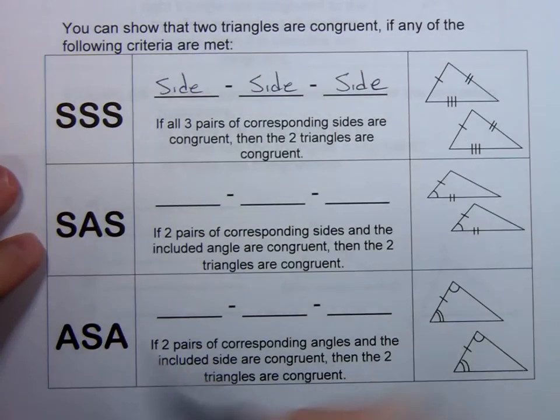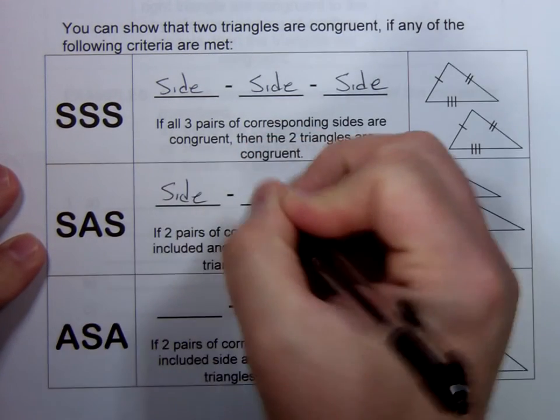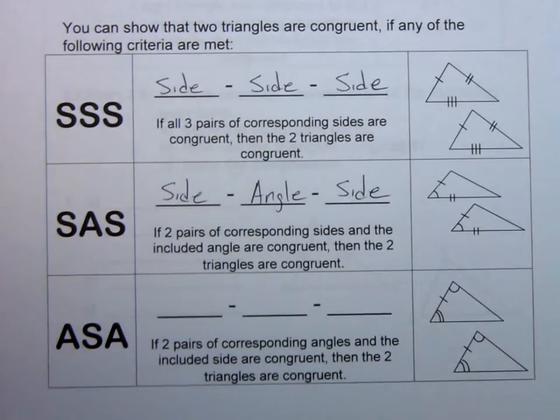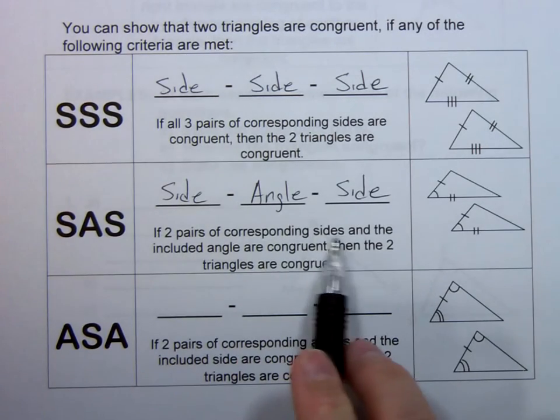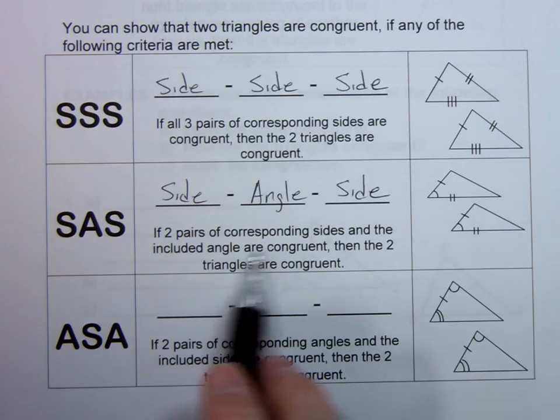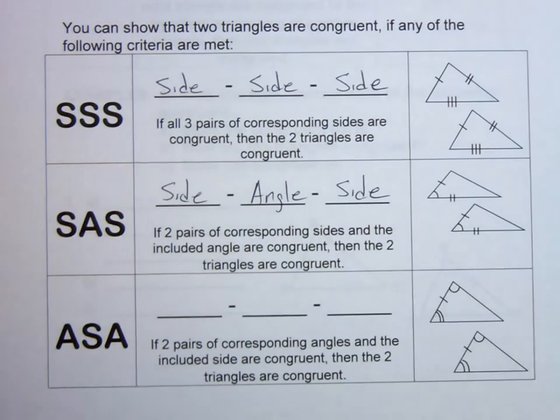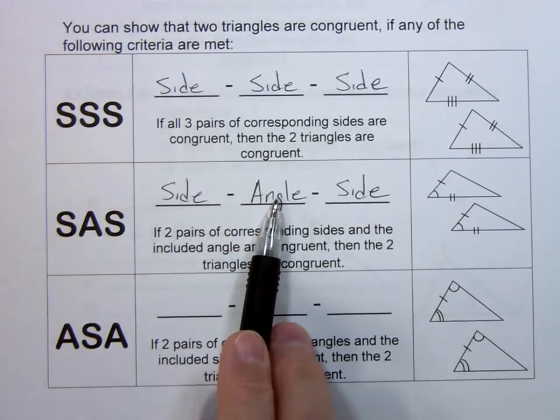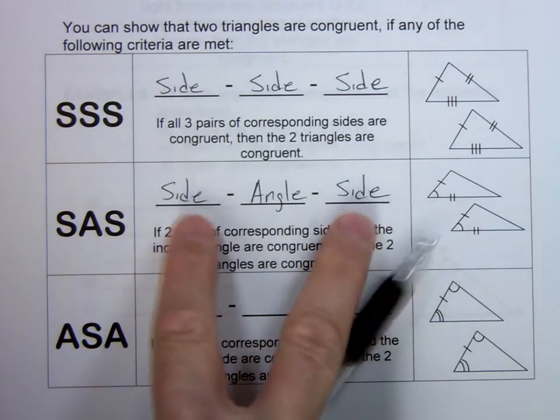Okay, SAS is side, angle, side. So this is another way to prove triangles congruent. If two pairs of corresponding sides and the included angle are congruent, then the two triangles are congruent. Now, the order of these letters is very, very important. You can't just have two pairs of congruent sides and one pair of congruent angles and be good. That pair of congruent angles has to be the included angles. They have to be the angles between the congruent sides.